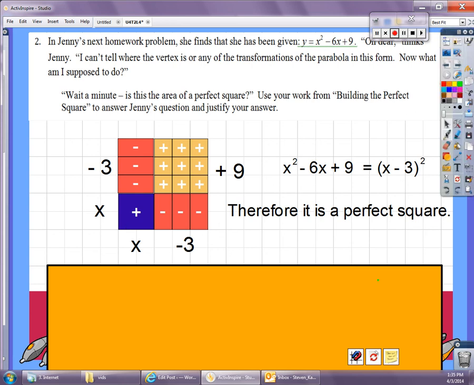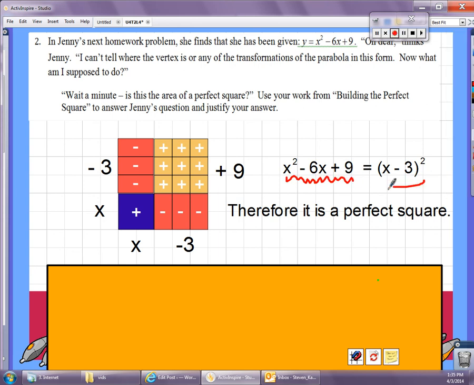So we could think of this, instead of x squared minus 6x plus 9, as x minus 3 squared. And even though I just put this in, essentially, factored form, this is the same format as when you have vertex form. So now I know, which I didn't know originally, that the vertex is the opposite of what's inside the parentheses, so the vertex is at (3, 0).